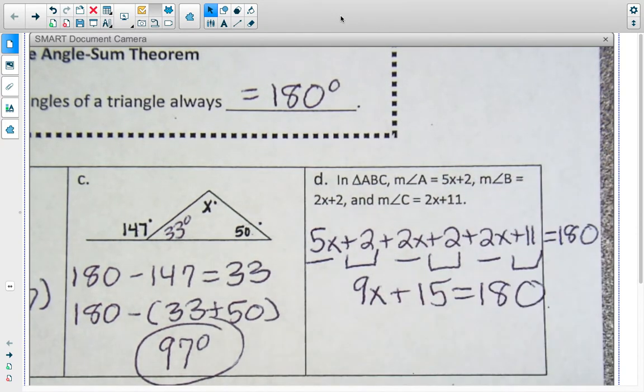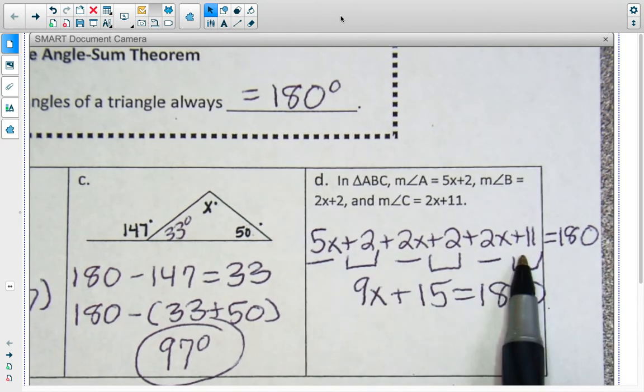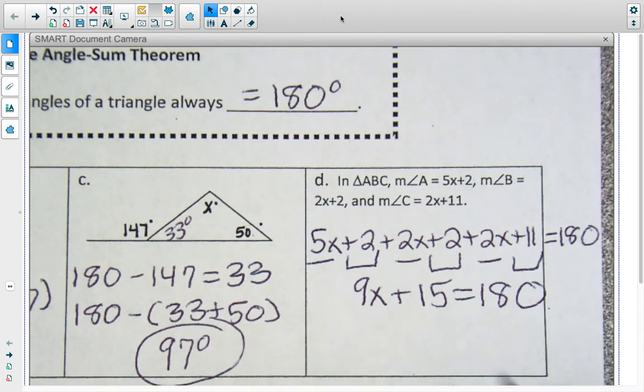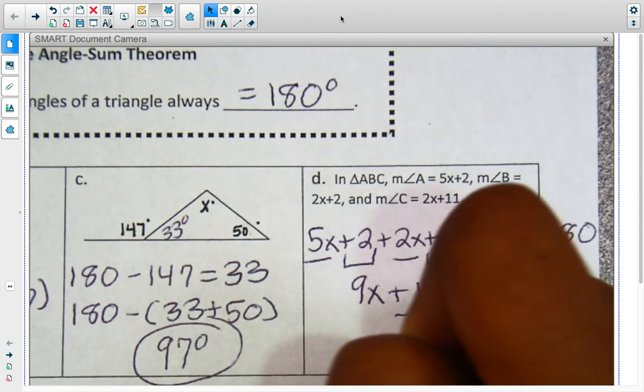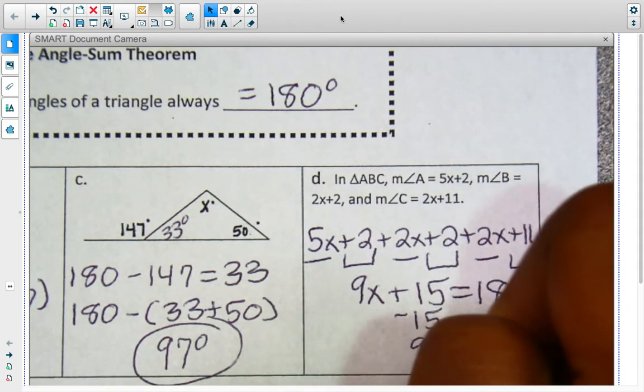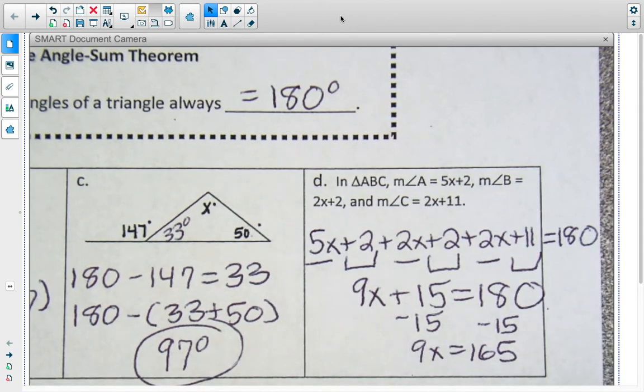So I did like terms, add up all the x's, and then I add up all the constants, the regular numbers, and that's going to equal 180. Subtract 15 from both sides. That gives me 9x equals 165. And divide both sides by 9.